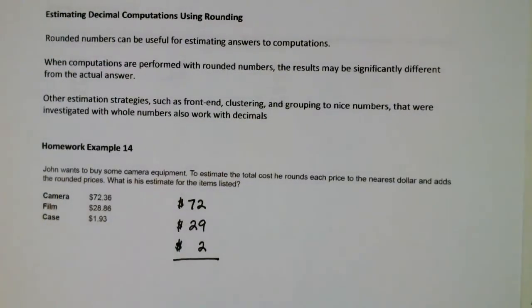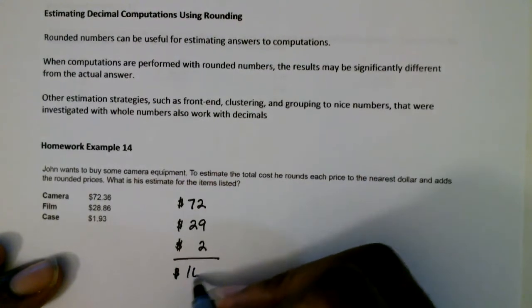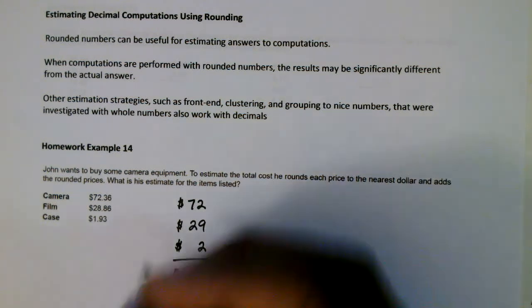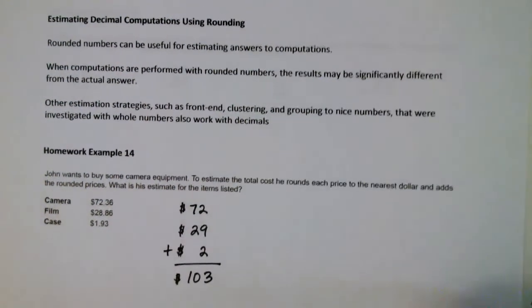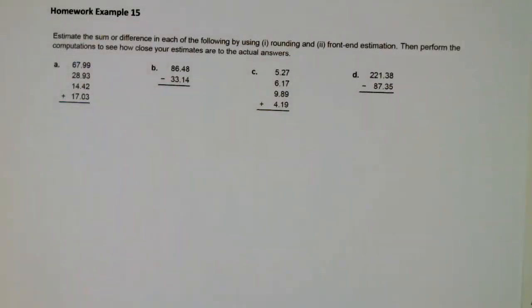So we're going to add those 3 digits, $72, $29, and $2, which will be, in this case, $103. So the estimate for the items listed here would be $103. And by the way, we're adding here. Okay, finally, the homework example number 15.